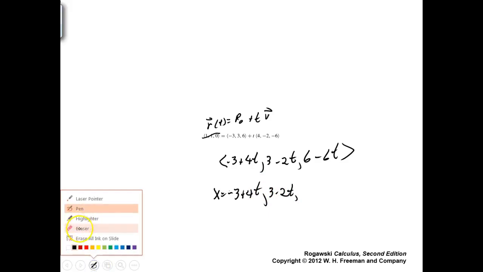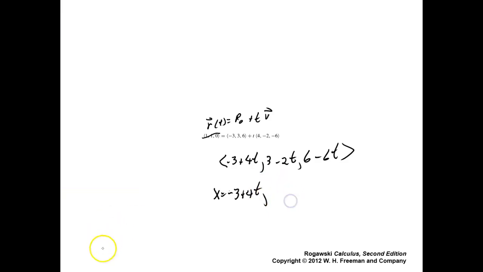If you were doing the parametric equations, then you merely say x is equal to minus 3 plus 4t, y would equal 3 minus 2t, z is equal to 6 minus 6t. Okay. That would be your parametric equations for each parameter.